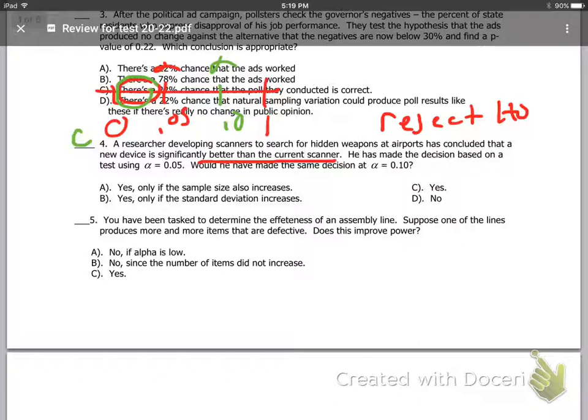All right, so this one, 5, is about power. And they are getting more and more items that are defective. And we had a homework problem that was kind of along this line. Remember, we talked about that if the mistake happens more and more, or it gets bigger and bigger, it's easier to see that something is wrong, correct? And so if it gets bigger and bigger, the answer is yes, this is improved power, and the answer is C.